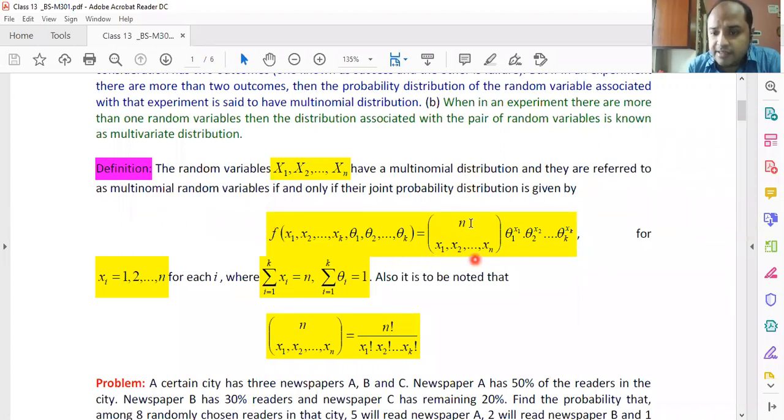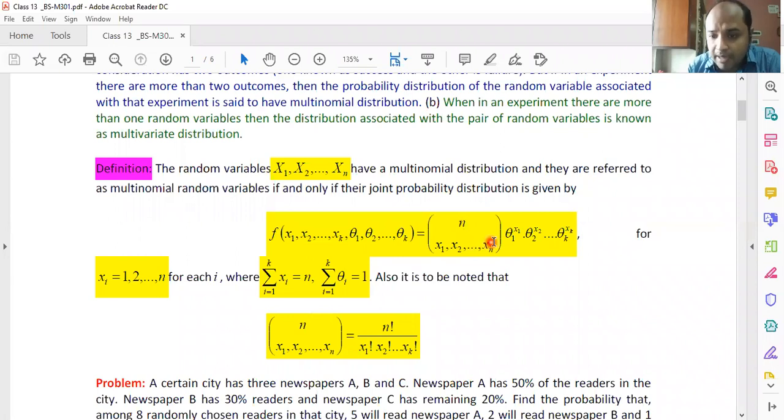N, this is not NCX. Although I have written this notation like this, I cannot read it as such. In the parentheses, on the topmost part I have written n, and in the bottom part I have written x1 comma x2 comma dot dot dot xk. This expression means I am actually trying to write n factorial by x1 factorial x2 factorial into xk factorial. This calculation has been denoted by this notation.